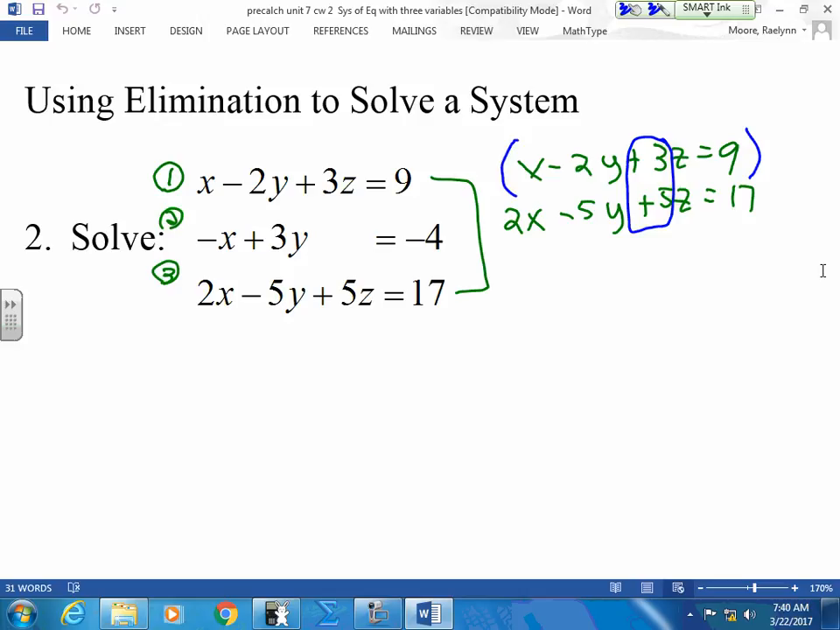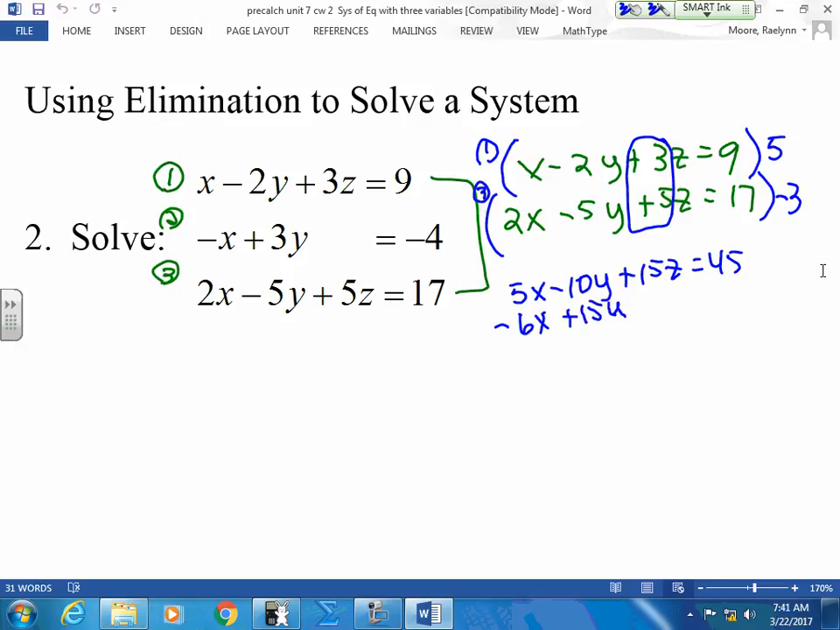Multiply the first one by a 5, and the second one by a negative 3. Could I have multiplied the top one by a negative 5 and the bottom one by 3? Yep, your choice. Be careful on the negatives. So we're going to bring this guy down. We used 1 and 3. We're going to bring it down here, and we're going to say 5x plus 10y plus 15z equals 45. 6x plus 15y minus 15z equals negative 51. When you combine these, the z's better go away. So we get a negative x plus 5y equals negative 6.